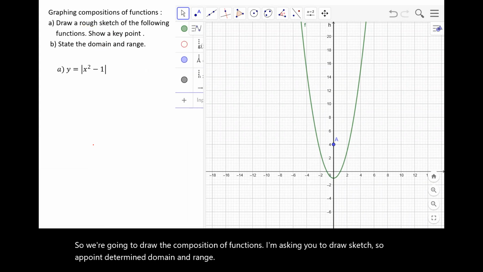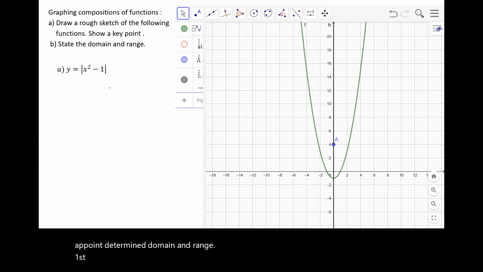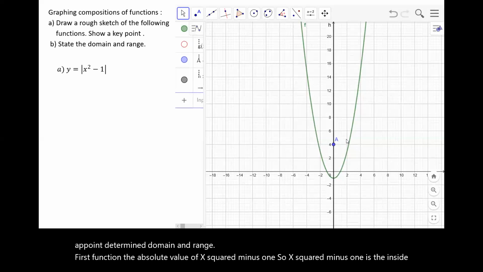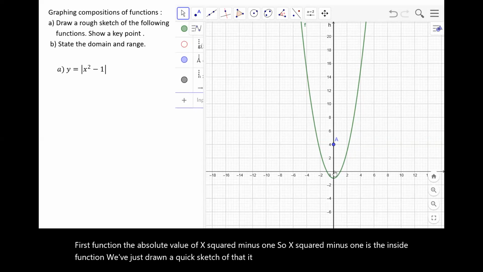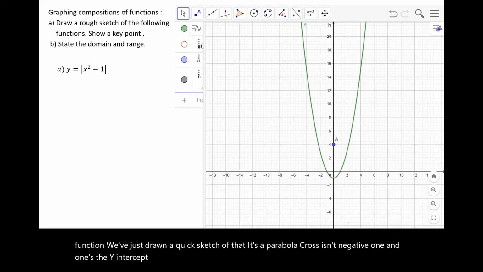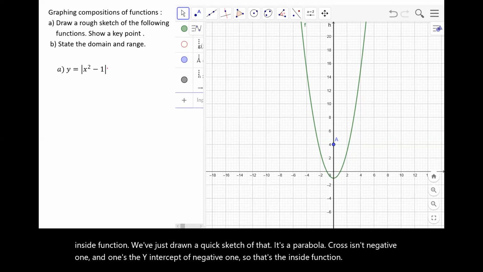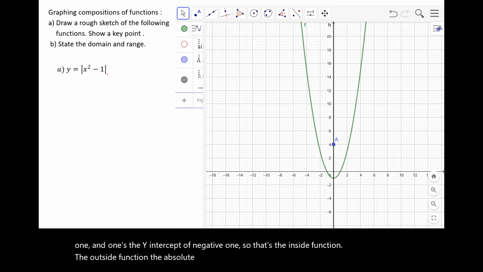First function, the absolute value of x squared minus 1. So x squared minus 1 is the inside function. We've just drawn a quick sketch of that. It's a parabola, crosses at -1 and 1, has the y-intercept of -1. So that's the inside function. The outside function, the absolute value, is a very common composite function. Here's how we deal with it.